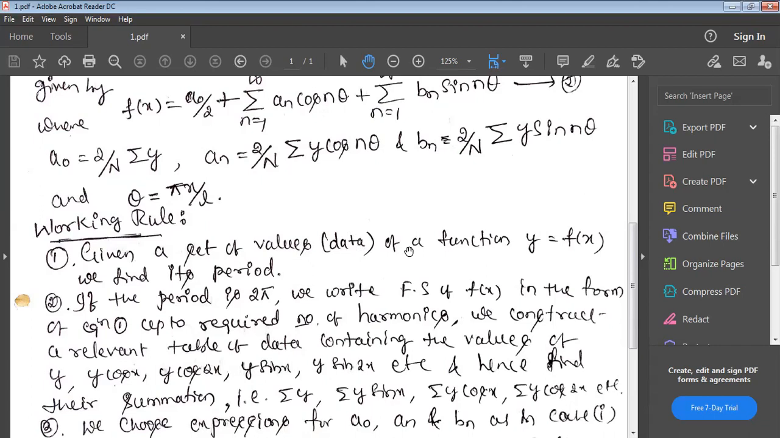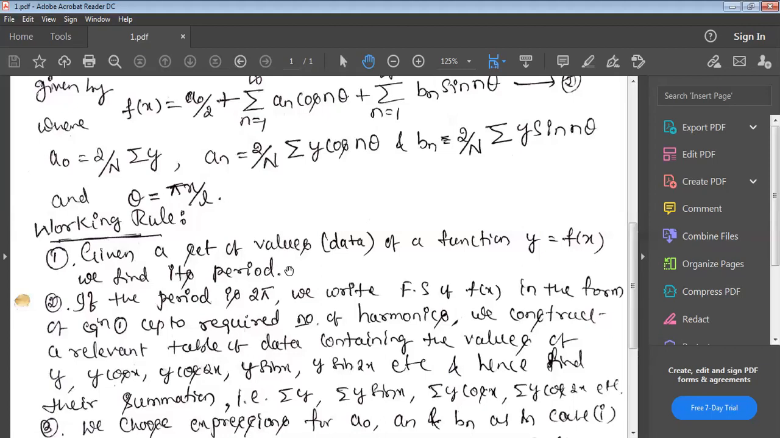360 can be written as 2 into pi. So if the values of x are given in terms of degrees or radians, like 0, pi by 3, 2 pi by 3 and so on, it is a problem of 2 pi period. And suppose the values of x are given like 1, 2, 3, 4, or 2, 4, 6, 8, 10, or a by 2, a by 3, t by 2, t by 3, t by 6, something like that, then that problem is a 2L period problem. So if x is given in terms of degrees or radians, it is a 2 pi period problem. Otherwise it is a 2L period problem.